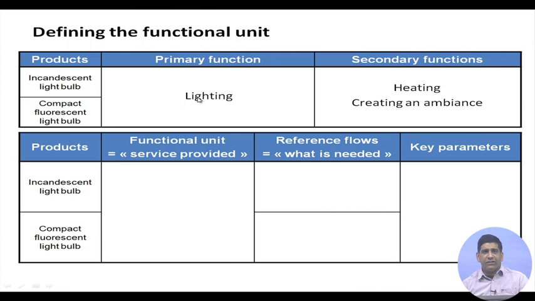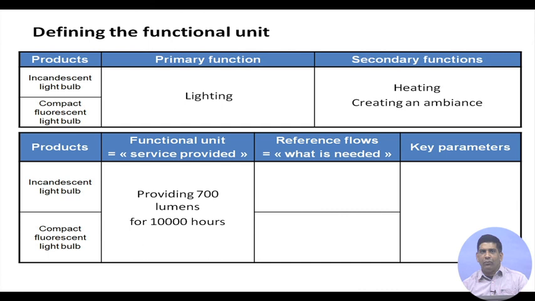So the primary function is lighting. Now think: how much light is the service provided? That will be our functional unit. So how much light should we take? I'm suggesting that we take providing 700 lumens. There is no hard and fast rule over here. You can choose whatever you want, but it has to be the same for both the incandescent and the CFL, so that you can compare.